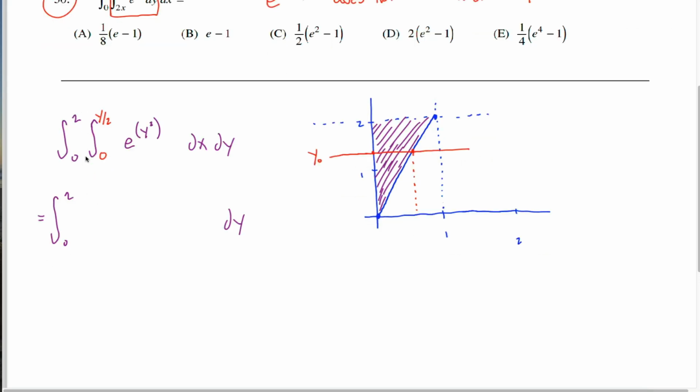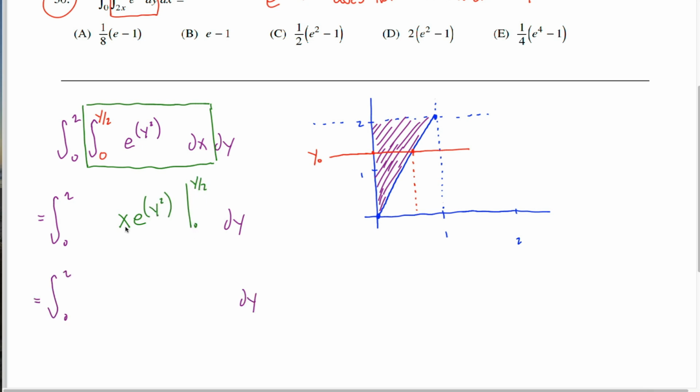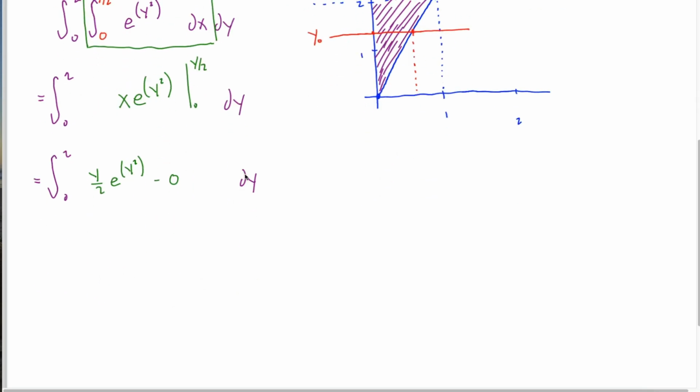Let's do it. We'll first look at this integral and note that the antiderivative of e to the y squared with respect to x just amounts to the antiderivative of a constant, and the antiderivative of a constant with respect to x is always just going to be x times that constant, e to the y squared power. We need to evaluate this thing from 0 to y over 2. If I change all the x's into y over 2, I get y over 2 e to the y squared power. If I change all the x's into zeros, I just get 0. All that's left to do now is evaluate this integral with respect to y.